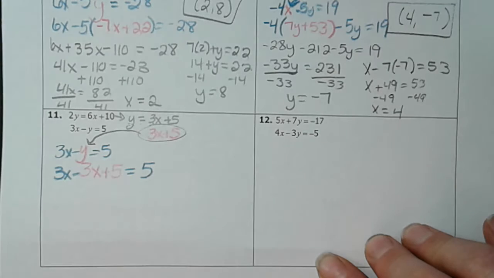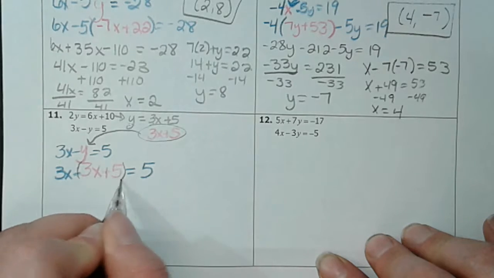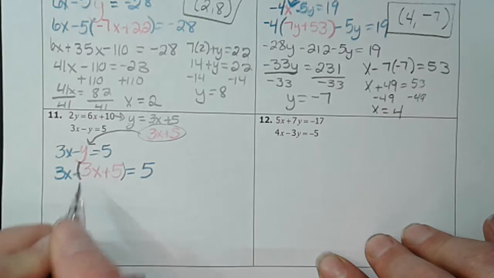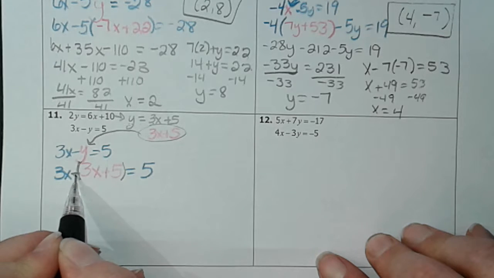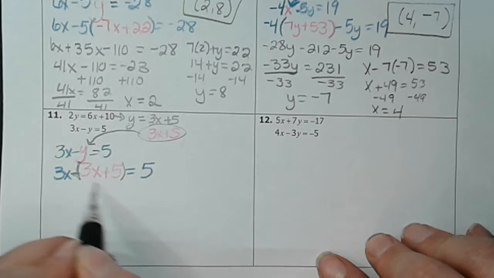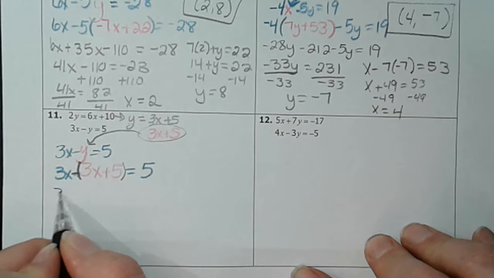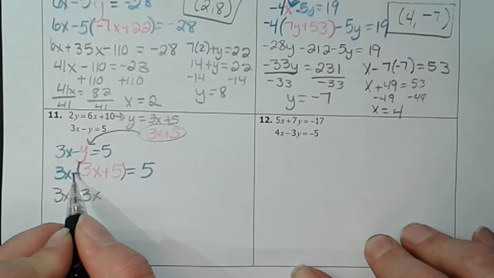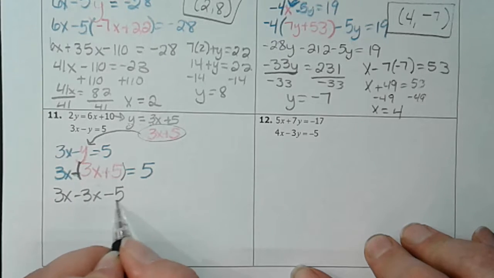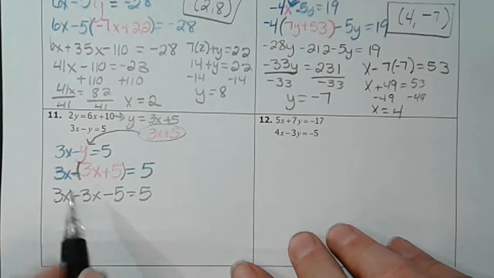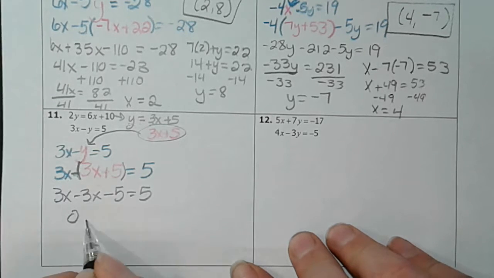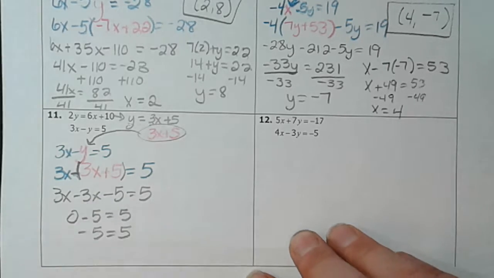equals 5. Oh, and don't forget that when we plug this in for y, that negative sign out front is out front of the entire y. So this applies to everything that we plugged in. So this really becomes 3x minus 3x, and then this negative distributes in, and that becomes negative 5. So let's combine like terms. 3x minus 3x is actually 0, and so then we still have minus 5 equals 5. So we have negative 5 equals 5.